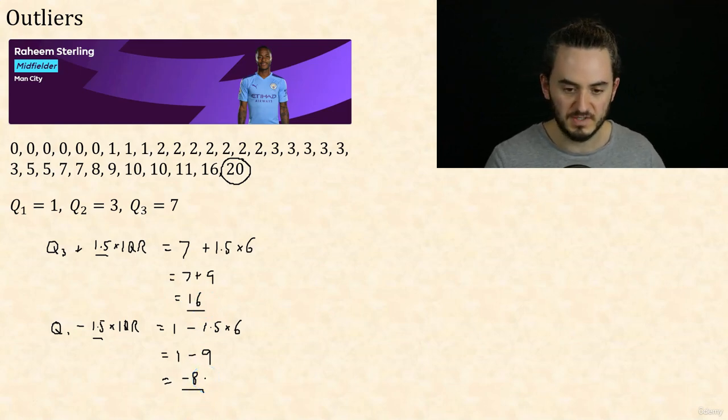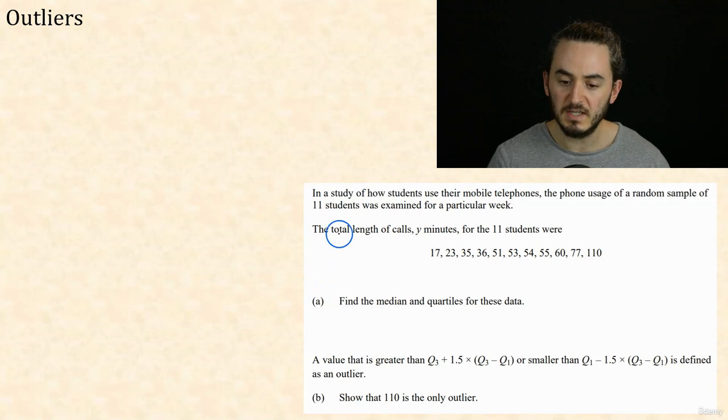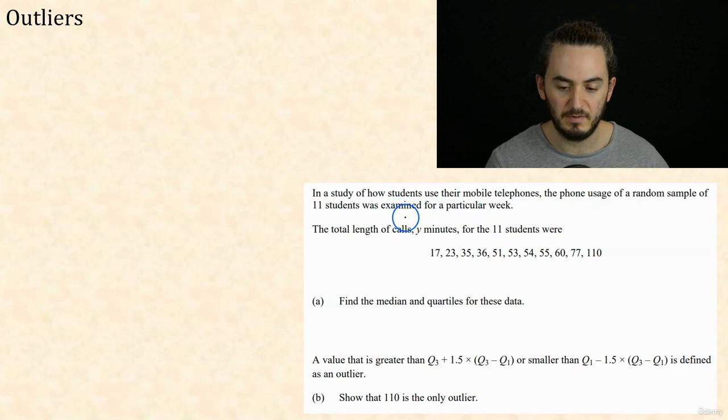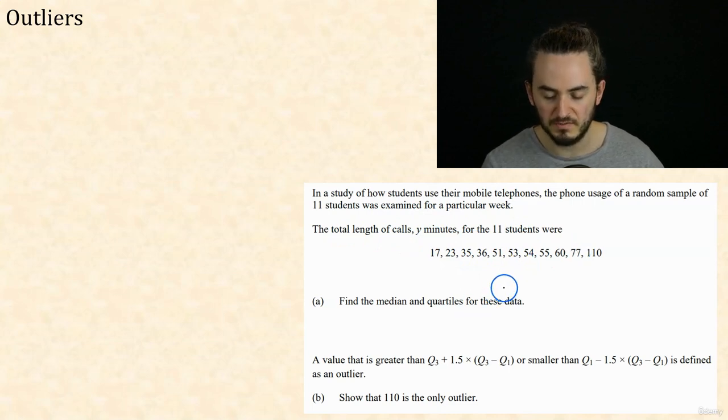Let's have a look at another example. In a study of how students use their mobile telephones, the phone usage of a random sample of 11 students was examined for a particular week. The total length of calls, Y minutes, for the 11 students were, and here they are. Find the median and quartiles for the data.